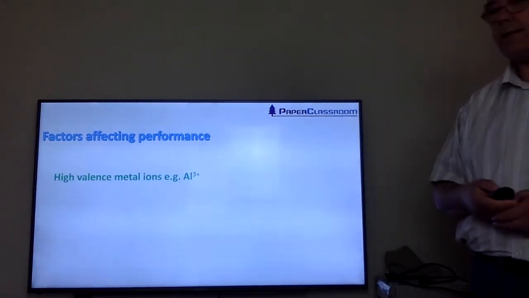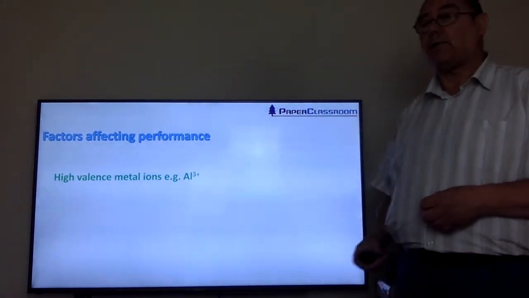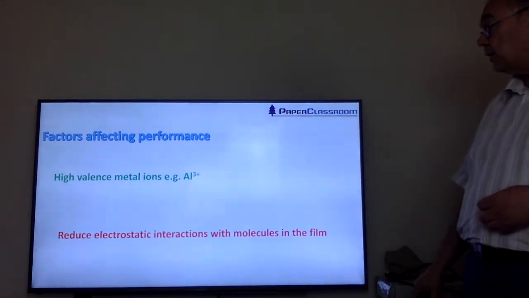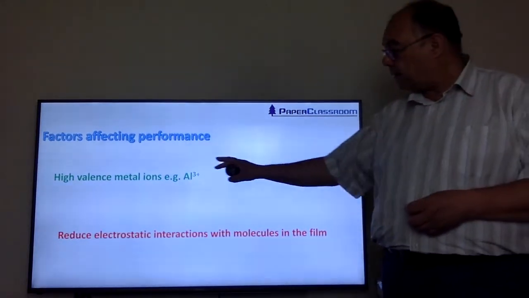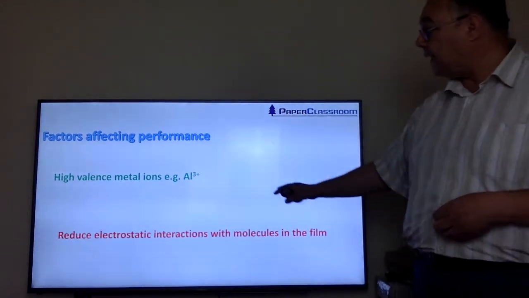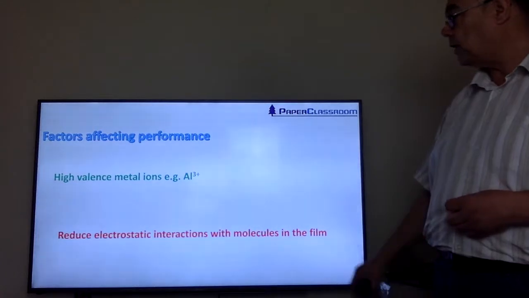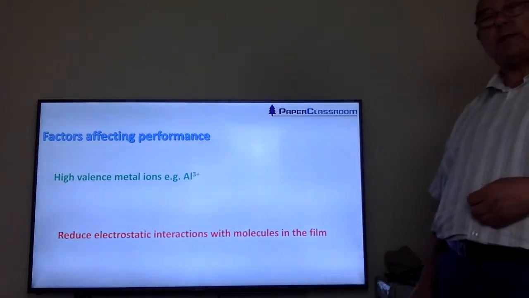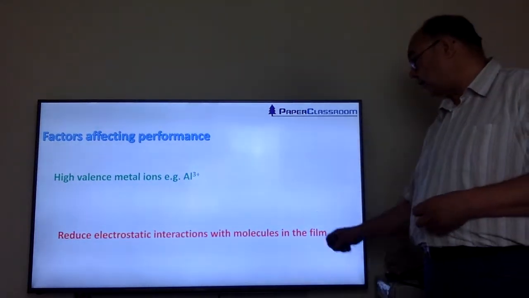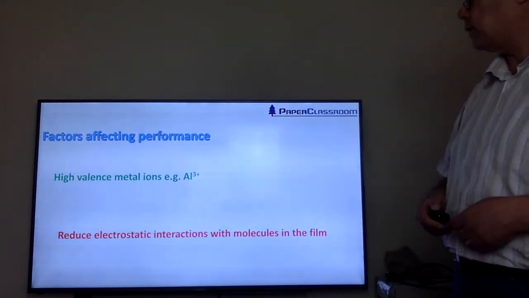Another thing that will affect performance is the presence of high valence metal ions. This is important because the antifoam or defoamer materials will interact with these high charge ions, and it will reduce the electrostatic interaction between the molecule and the film, and therefore you won't get the right sort of penetration.